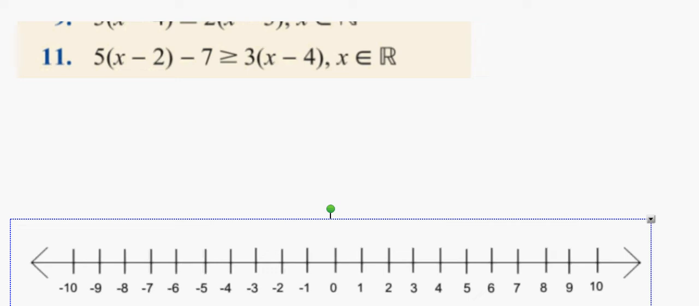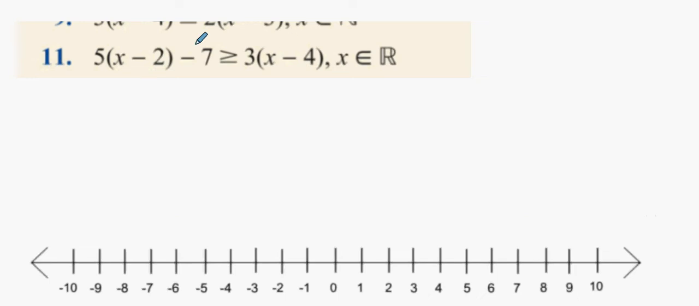Okay. Now we're going to multiply these out first. It's x element of R, which means that it's going to be a line. You got it? X element of R means decimals and fractions are included. Multiply out 5x minus 10 minus 7 greater than or equal to 3x minus 12.